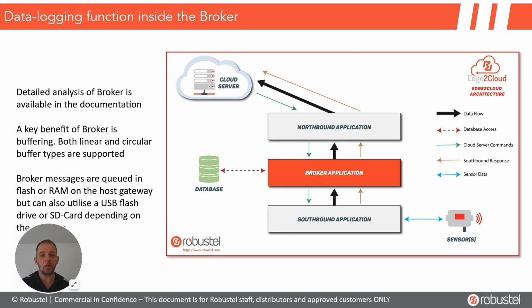If we look at the data flow, the protocol flow, one of the important things to mention is that the broker actually has a logging function. So if you lose your 4G connection for any reason, or even your Wi-Fi or your broadband, if that's what you're using, then the data will be buffered. And if you plug in an SD card, for example, in the products that support that, or a USB flash drive, you can have thousands of records being backed up if there's an outage.